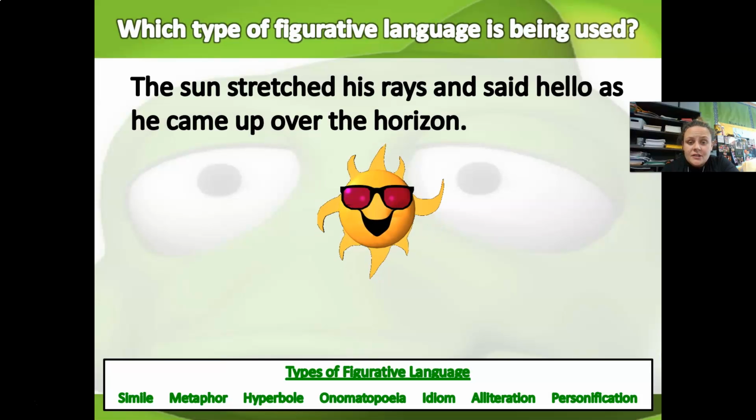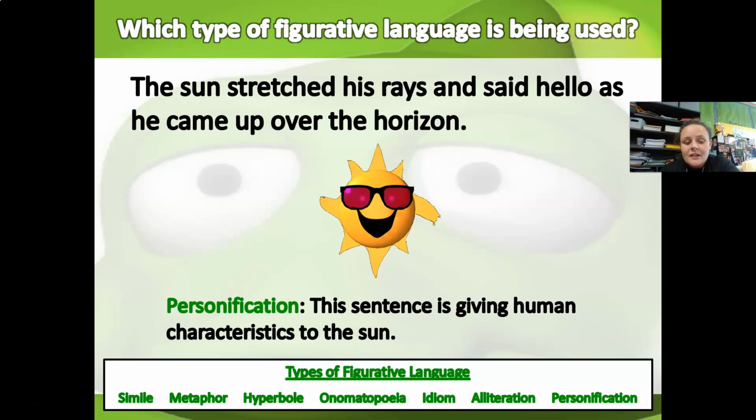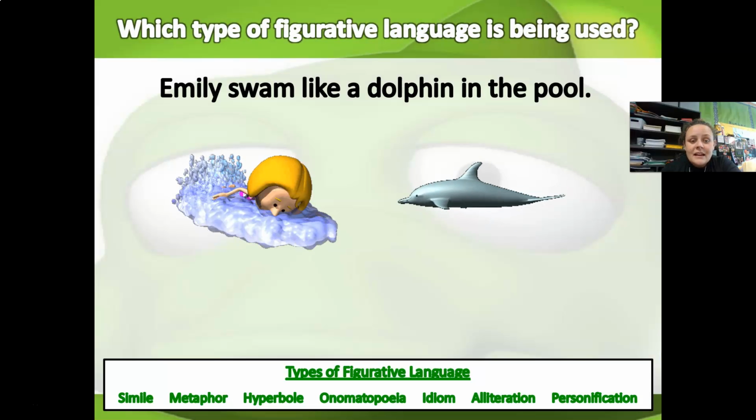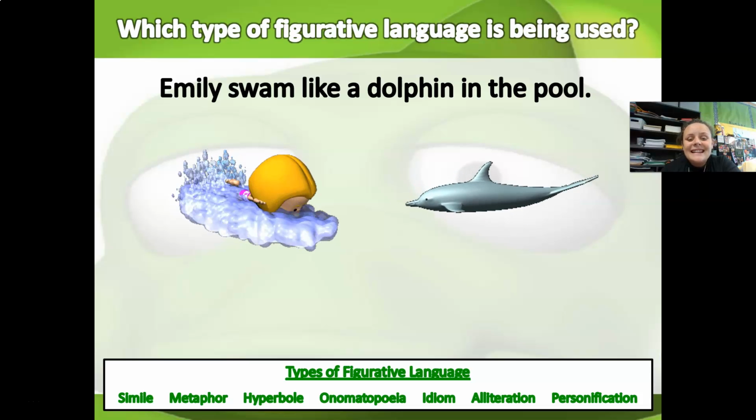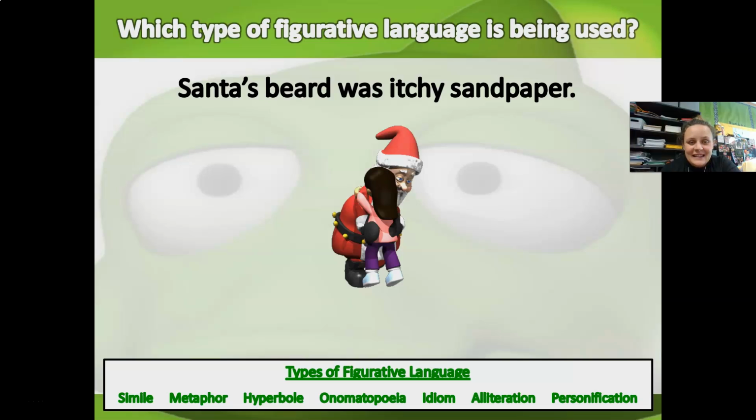The sun stretched his rays and said hello as he came over the horizon. Well, can suns really do those things? Can they talk? Can they stretch? No, that's personification. It's giving human characteristics to the sun. Emily swam like a dolphin in the pool. Anytime we're comparing with like, it's a simile.